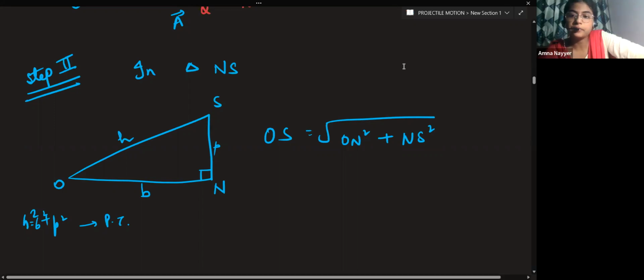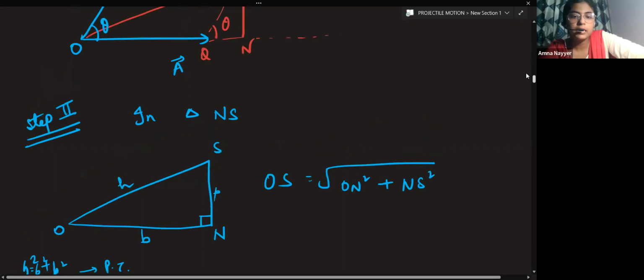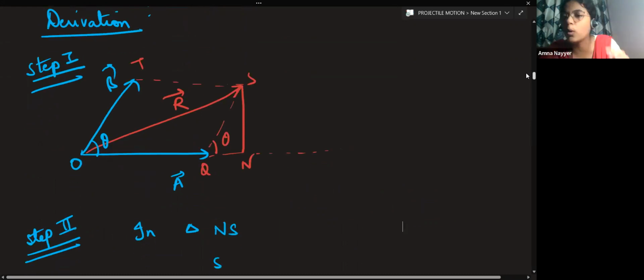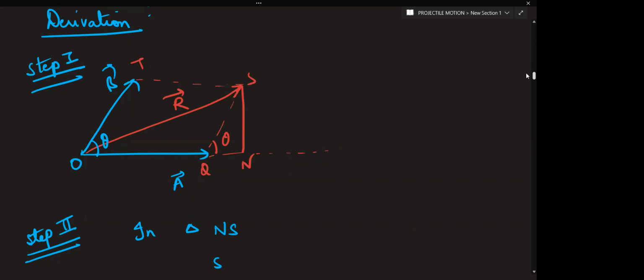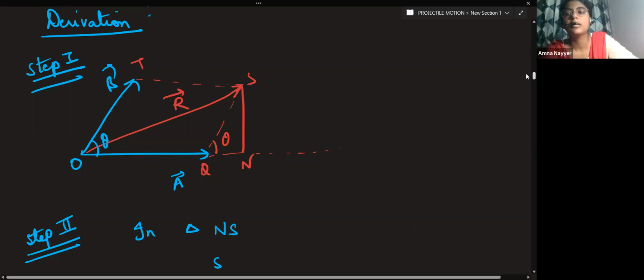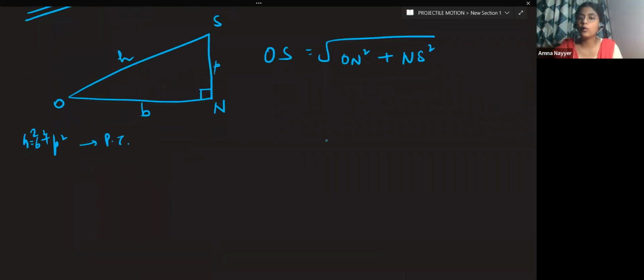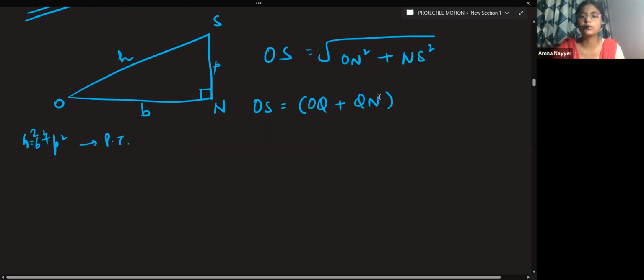Now see, this side ON is not a complete single side. This is made up of two lines. Maha, can you name those two lines in this line ON? Is it a single line or a connection of two lines? It's OQ and QN. OQ plus QN. So I can write ON as OQ plus QN, whole square, plus NS square, under root.